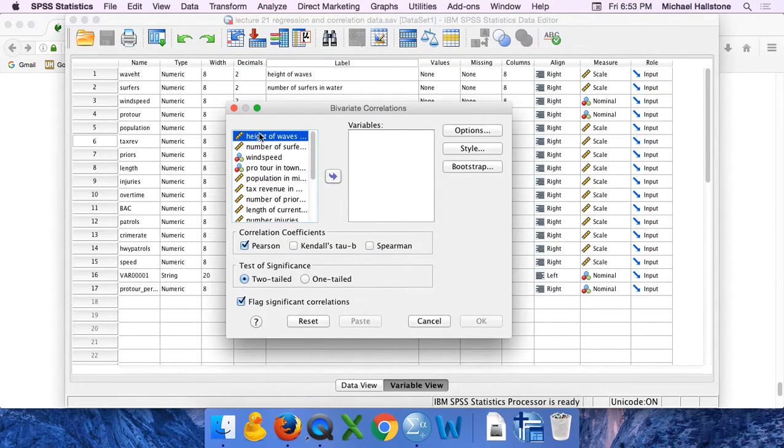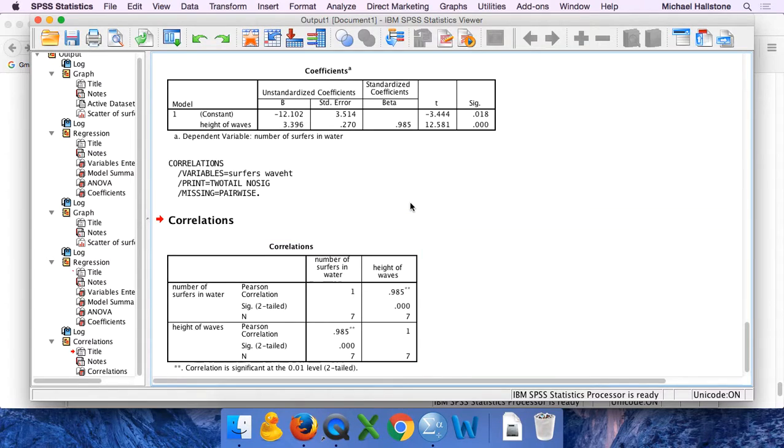So remember, we were looking at our changes in the number of surfers in the water at Waimea Bay explained by or associated with changes in the height of the waves at Waimea Bay. So that's what a correlation looks at. Press OK. And there you go.